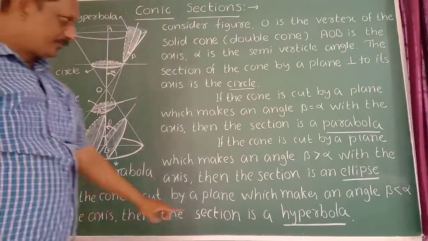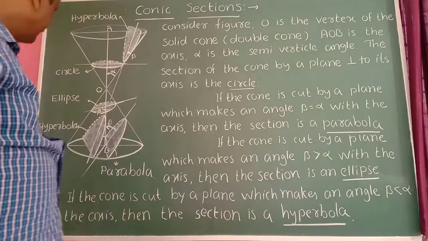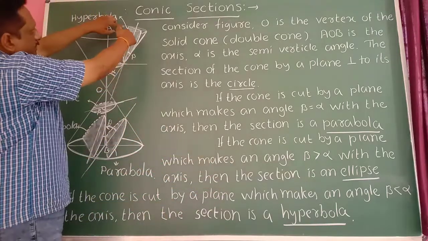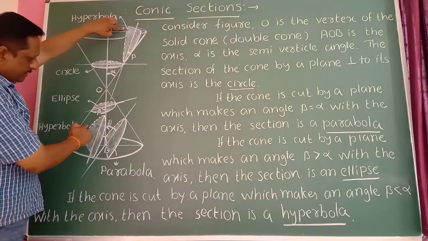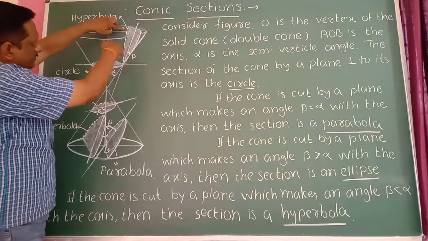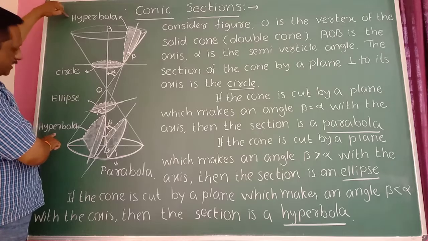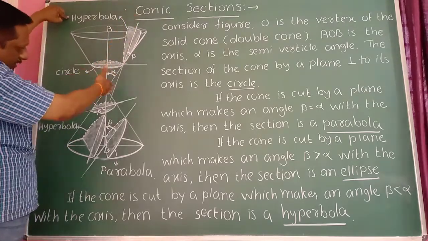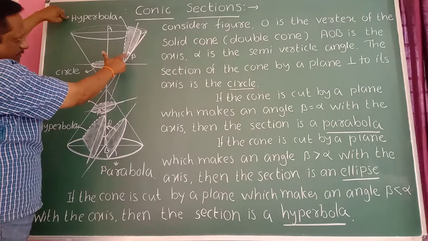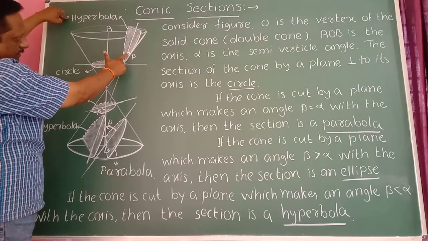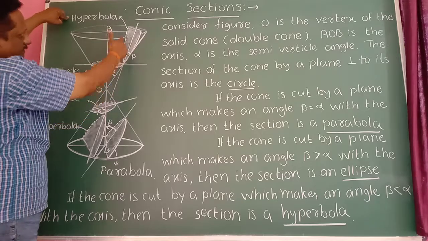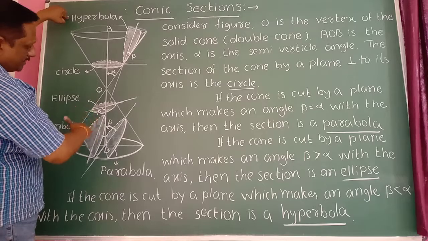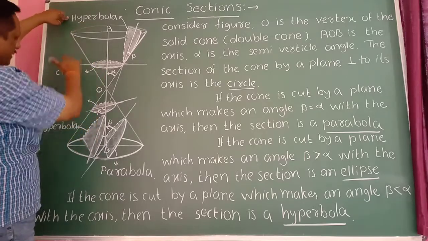If beta is less than alpha with the axis, then the section is the hyperbola. So here you will get one curve here and also one curve here. Both curves together are said to be a hyperbola. Take a knife and cut in this direction. Here is angle beta, and beta is less than alpha. In that case, you will get a curve on this side as well as this side. Both together are called a hyperbola.